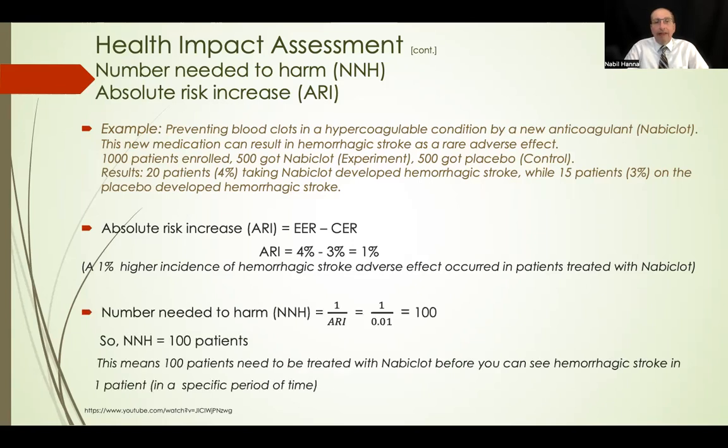And again, the number needed to harm is the reciprocal of the absolute risk increase, which is the reciprocal of 1%, or 0.01, which is 100. So the number needed to harm here is 100 patients, which means 100 patients need to be treated with Nabiclot before you can see hemorrhagic stroke in 1 patient within a specific period of time.